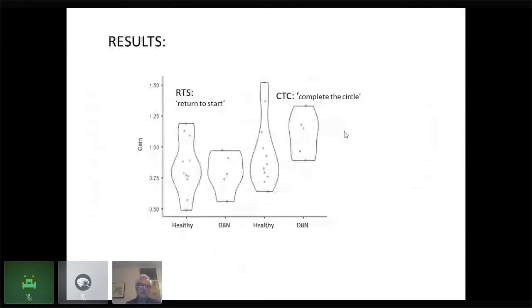So these are the results of that study. These are the healthy groups, and these are the downbeat nystagmus or cerebellar patients, and this is the gain of the response. This is for the RTS task, and this is for the CTC task. I'm going to spend very little time on this because, as you can see, the responses of the patients completely overlap with the normal range, so no problem with the RTS and no problem with the circle.